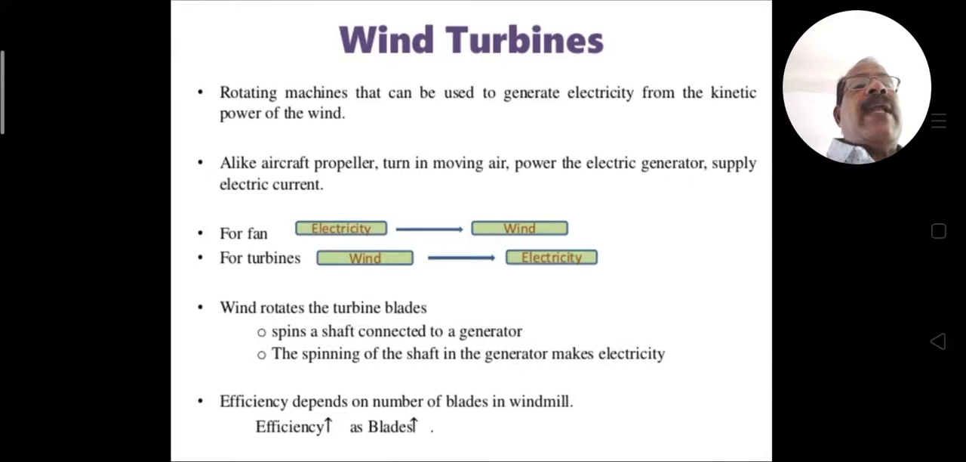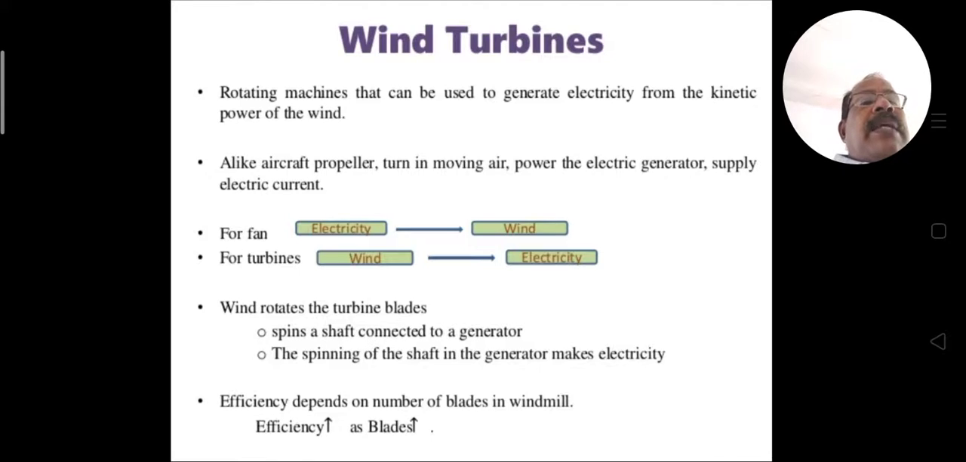Like an aircraft propeller, it turns in moving air and powers the electric generator to supply electric current. We use fans, in which electricity is converted into air, wind energy, and in turbines, wind energy is converted into electricity. The wind rotates the turbine blades.